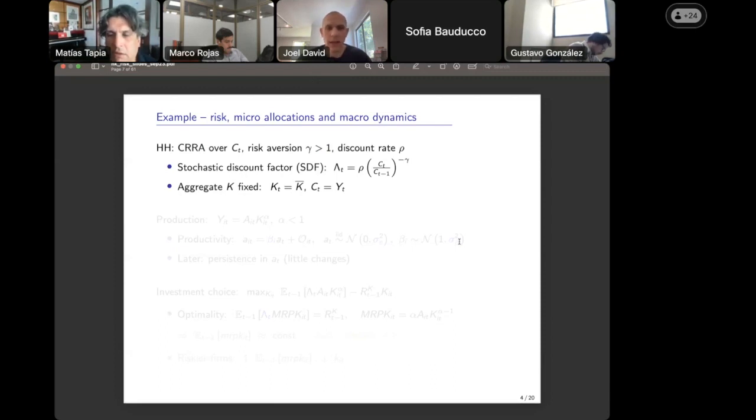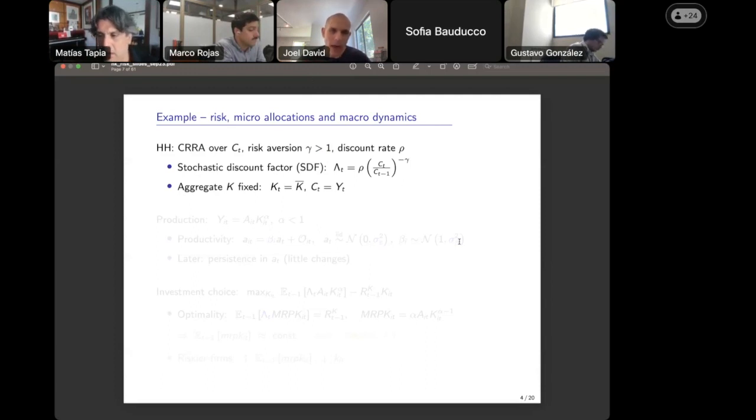The stochastic discount factor is completely standard. I call it capital lambda, and it depends on the time discount factor and consumption growth to the minus gamma. The household holds a stock of capital. There's no labor for now, but I will add labor later for the New Keynesian elements.